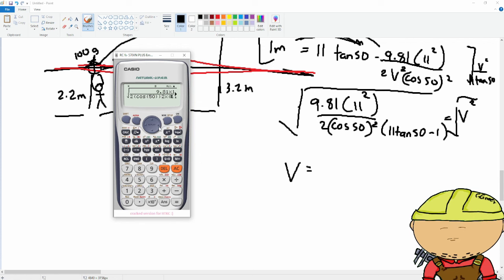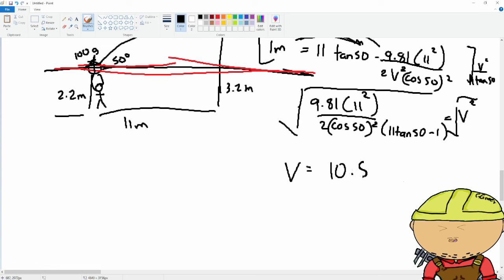Syntax error, what? Oh, this should be squared. Okay. 11 tangent 50 minus 1. I think that's correct. 15.4028, oh, there's no 2. 10.8914. So 10.8914 meters per second for the velocity.